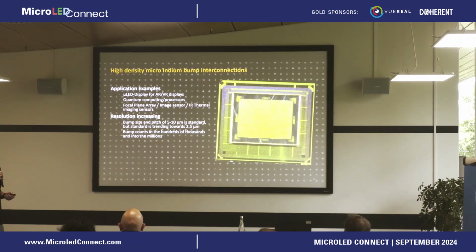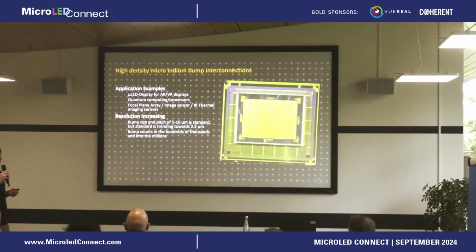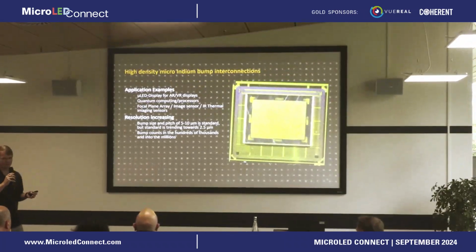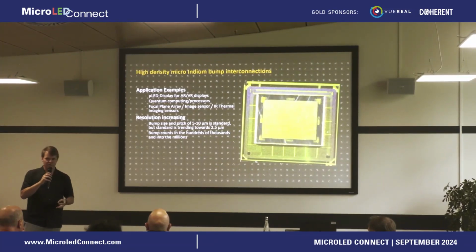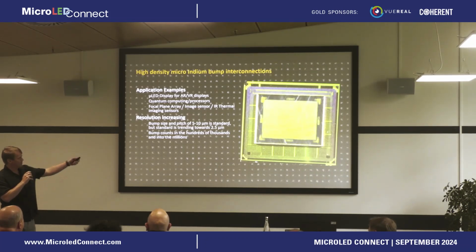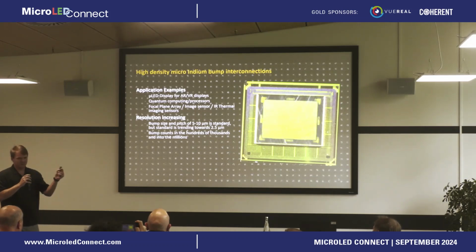A quick statement: bump size is from 5 to 10 microns generally as the standard trend, and they're going down to about 2.5 microns. We're seeing this on the market more and more, and if you have some questions, you can go to Intel VAC after this or Novel Tech. This display has 600,000 something bumps on it, and it's 8 by 10 millimeters wide.